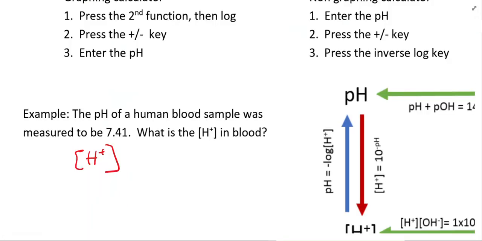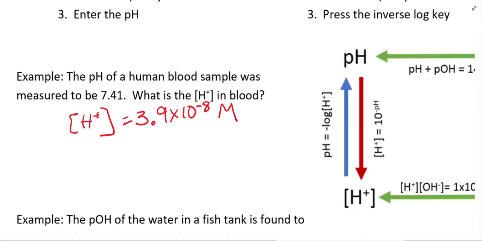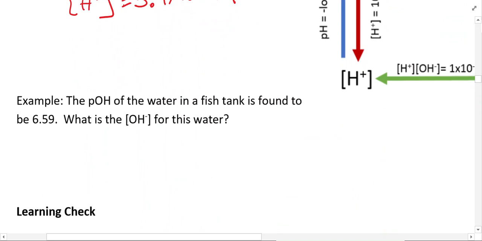So the concentration of our hydrogen ion is going to be 3.9 times 10 to the negative 8th molarity. Concentrations always have a molarity next to them, while pHs do not have a unit. So we're going to take a look at the next one.